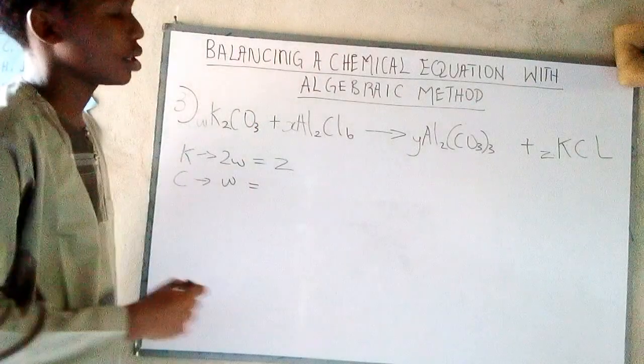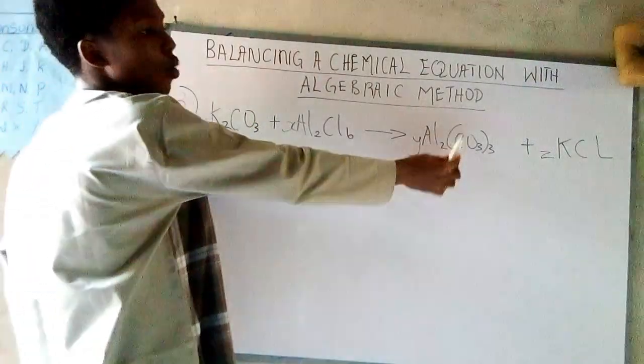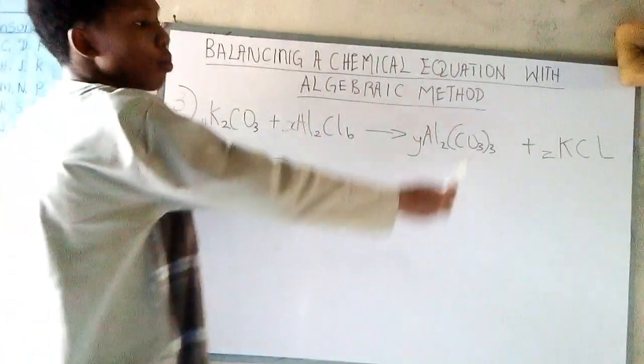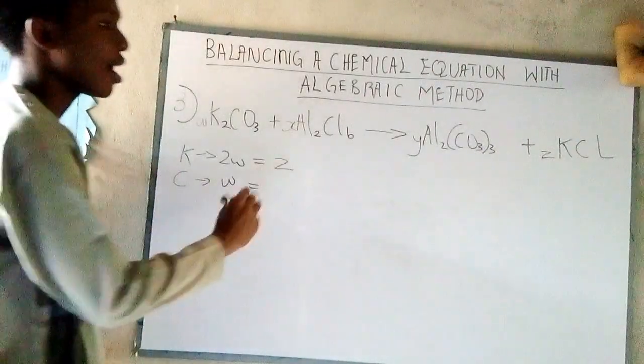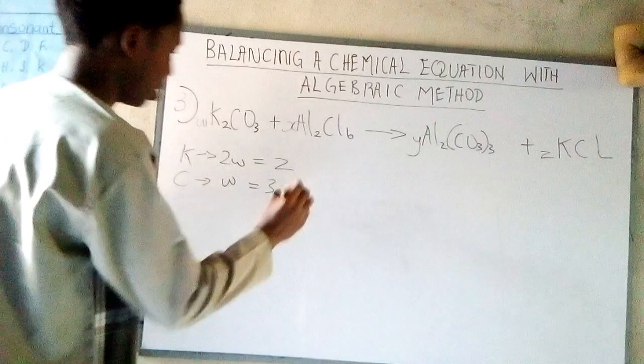How many carbon do we have on the other side? We have only 1 carbon originally, but there is a 3 affecting that 1 carbon. So 1 times 3 will give us 3. So you have 3Y.